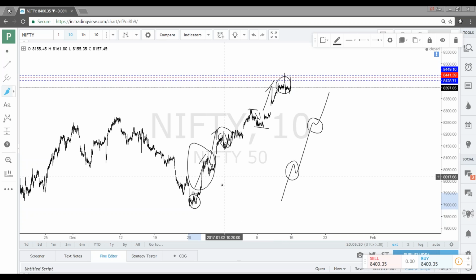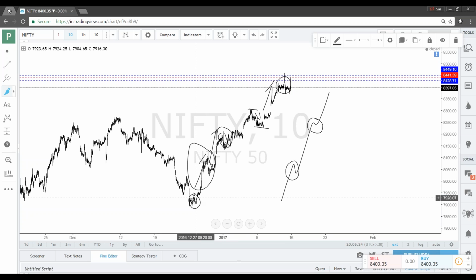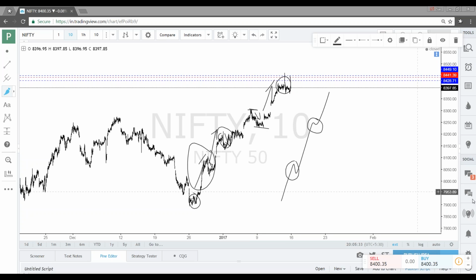Basically, whoever was trapped here got their stop loss hit. Yes, first time. Okay, fine. You can check your settings.